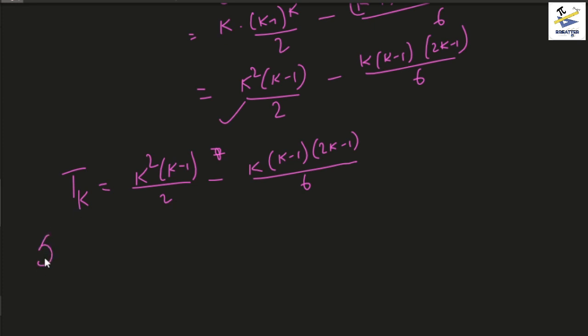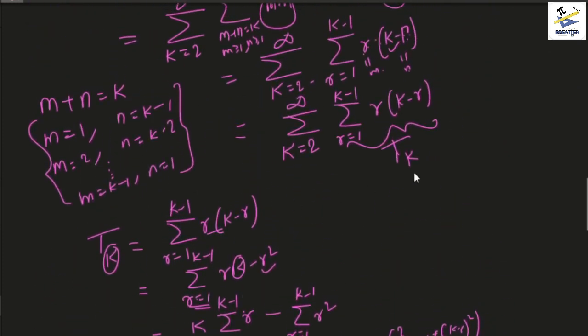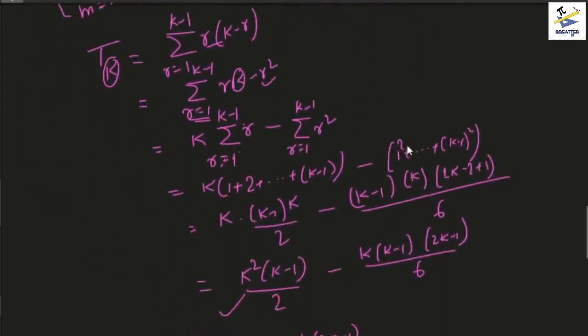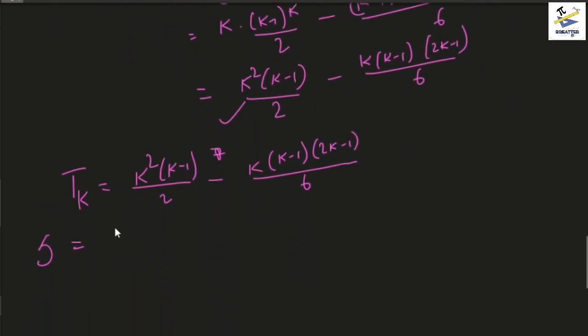And we know that our sum s was basically, because we took this one as tk, there would be a 1 by k factorial here because of the 1 by m plus n factorial. So our required sum is just k equals 2 to infinity tk by k factorial. So we have successfully converted our double sum into a single sum, and now this is just a matter of time because this is basically k equals 2 to infinity.